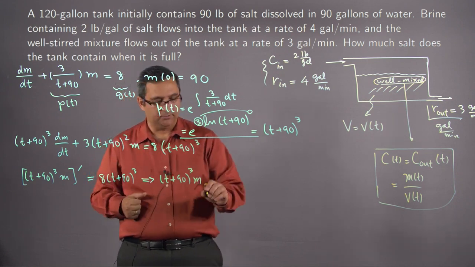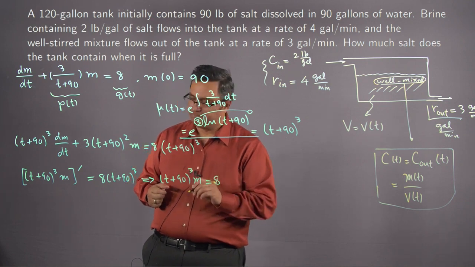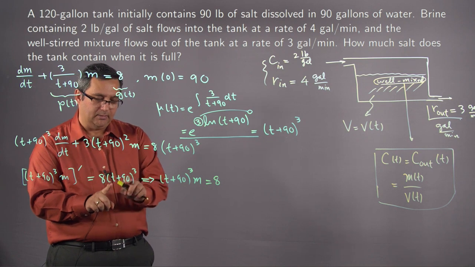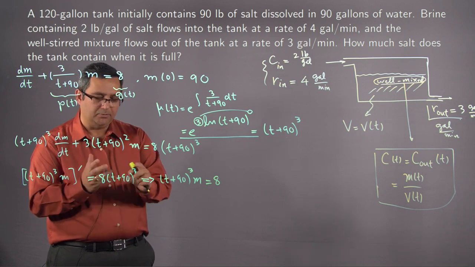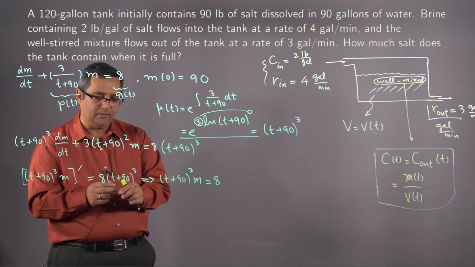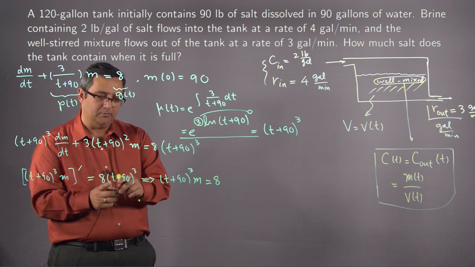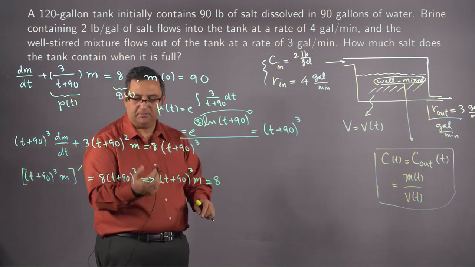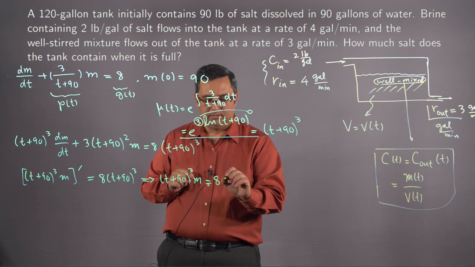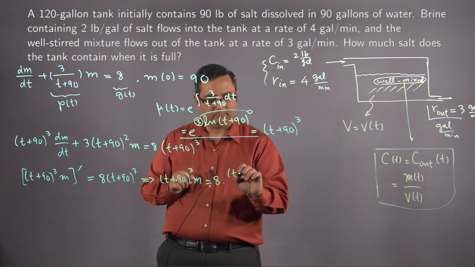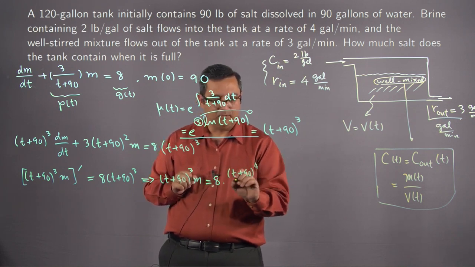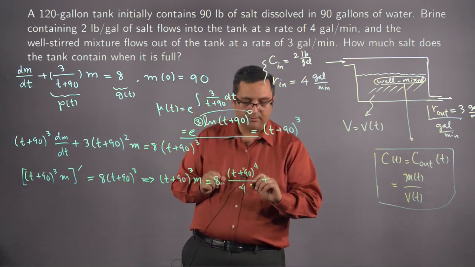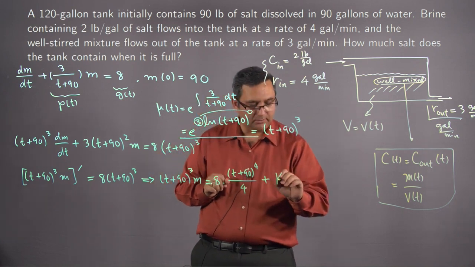Now to integrate this function, I simply realize here that t plus 90 is a substitution, a linear expression, and using the substitution, because the differential of this equals dt, I just treat it as a power rule, so it's 8 times t plus 90 to the 4 over 4 plus a constant of integration. Let's call that constant of integration k.